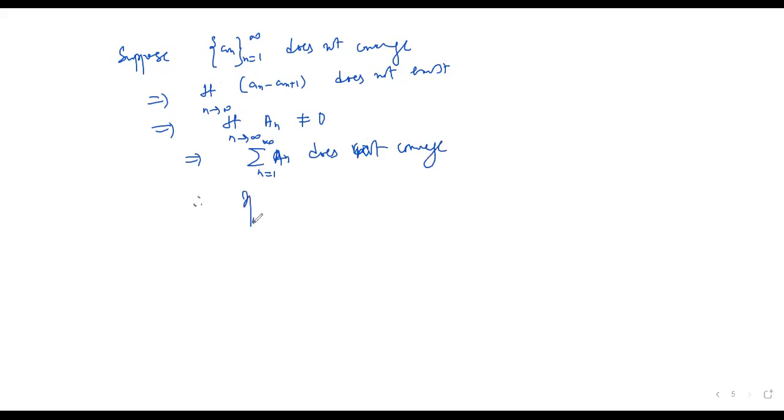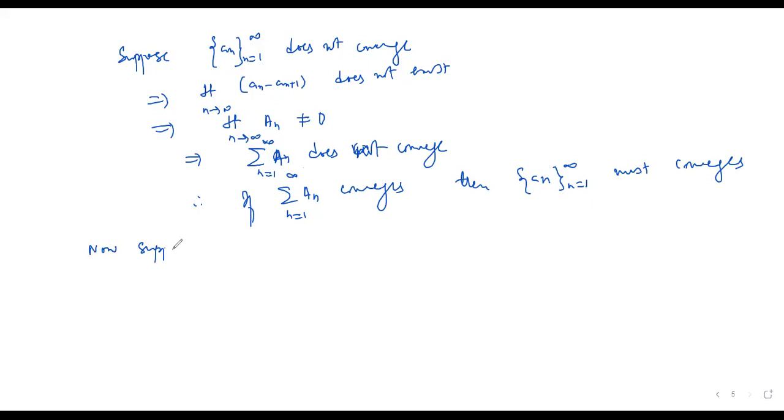So therefore, if summation an runs from 1 to infinity converges, then an must converge. Chalo. Now suppose that an converges, and limit n approaches infinity, converge, there will be some number like this.